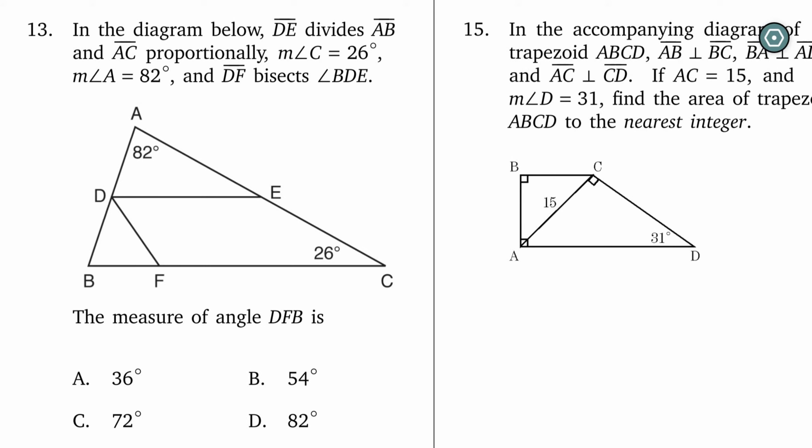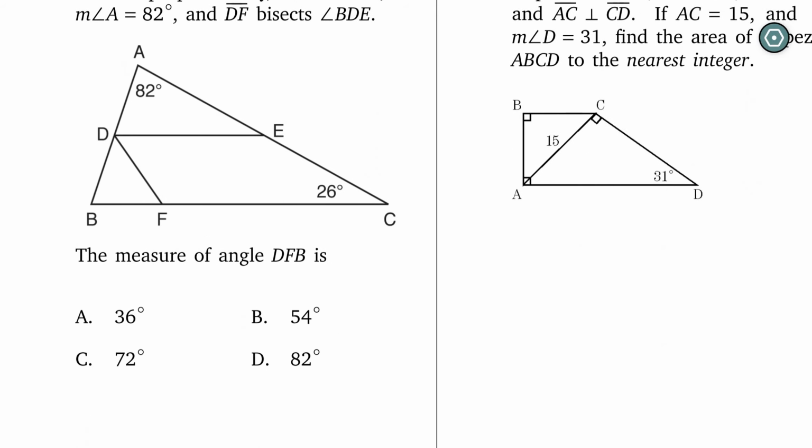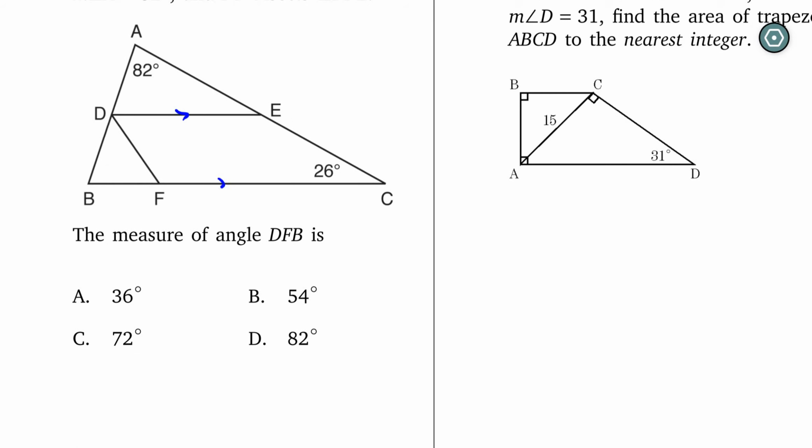Number 13 tells us that DE divides AB and AC proportionally. It says angle C is 26, angle A is 82, and DF bisects angle BDE. It says find the measure of angle DFB. Well, if this is dividing these 2 pieces proportionally, I know these 2 segments are going to be parallel to each other. Meaning if that's 26, this is 26.